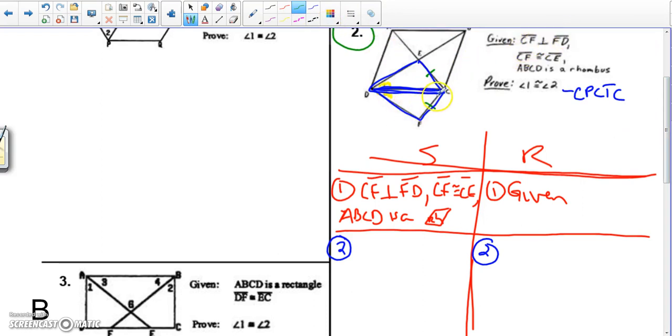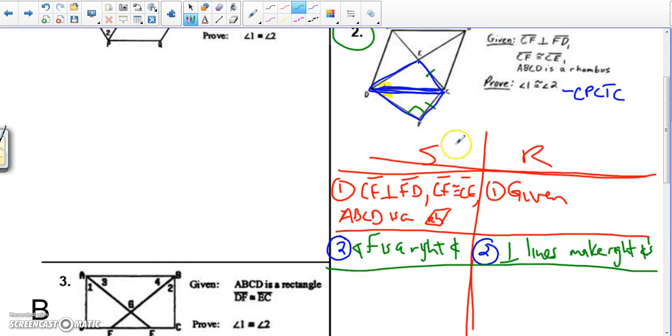Given number 1, CF perpendicular to FD. CF perpendicular to FD, that means angle F is a right angle. And we know that because we've been doing this all year. Perpendicular lines make right angles. All right, we've used our first given. Great job. What this tells me, remember, I'm not going to give you a proof that doesn't work. Keep that in mind.